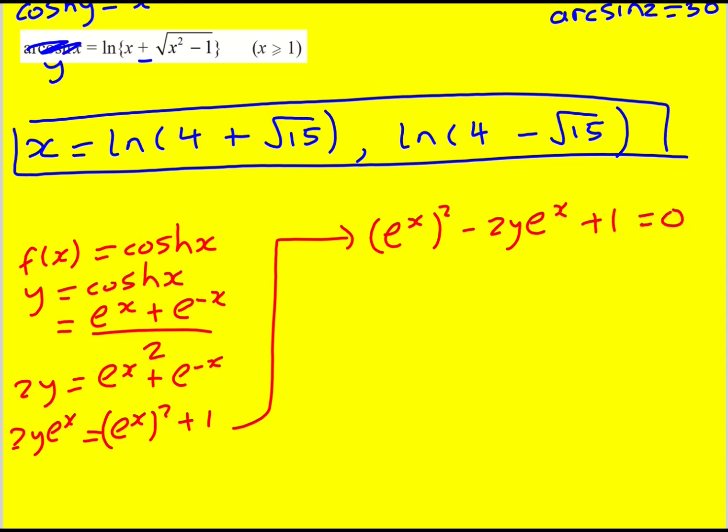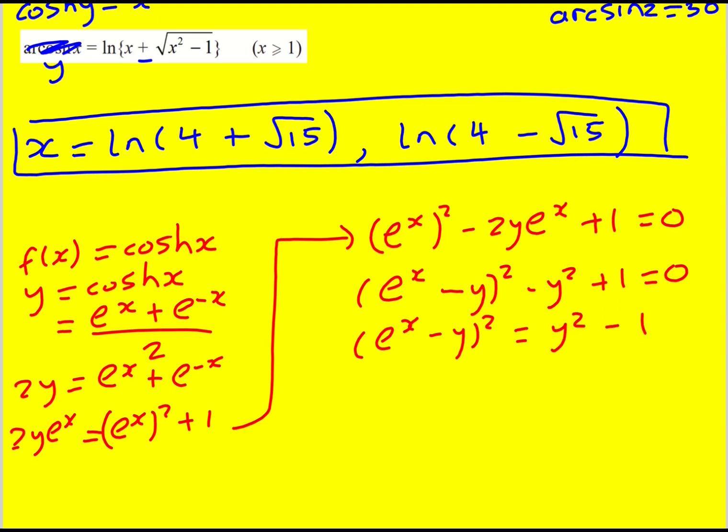And I'm going to now try and solve this for x, because that's what we do when we try and find the inverse. We try and make x the subject. So I'm actually going to complete the square. You could use the quadratic formula, but completing the square is going to be quicker. E to the x minus y squared will get us e to the x squared. It will get us a minus e to the x y and another one. I just need to minus the y squared and then add 1. And that means e to the x minus y squared is going to equal y squared minus 1.